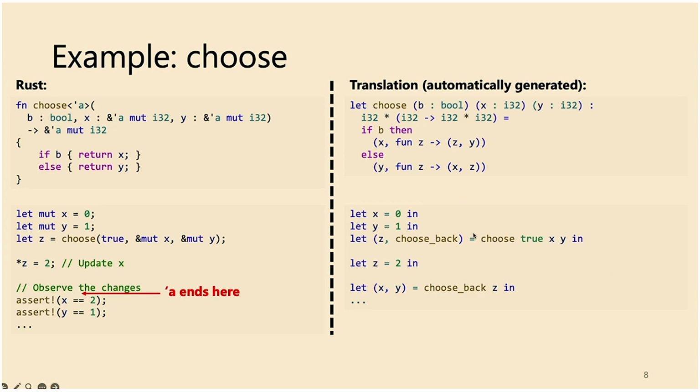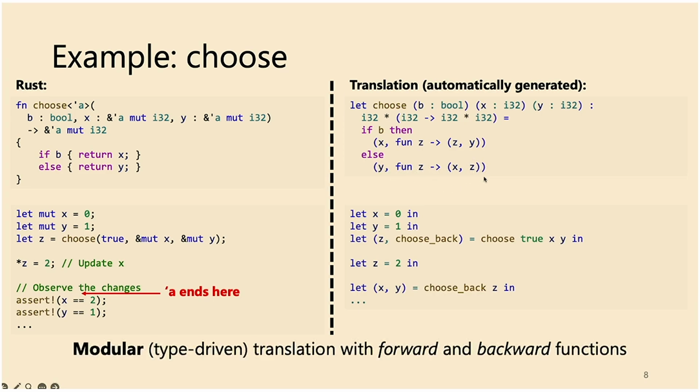So we can write it this way. At call site, we use this special choose function, which gives us a z, plus a function which consumes the last value of z at the moment we end the lifetime alpha, and gives us the updated values for x and y. And the way it does it is very simple. If b is true, it returns x, otherwise y, plus a function which consumes z and updates x and leaves y unchanged. Otherwise, we do the opposite. We return y plus a function which gives us an updated value for y. And this is the whole idea of the translation.